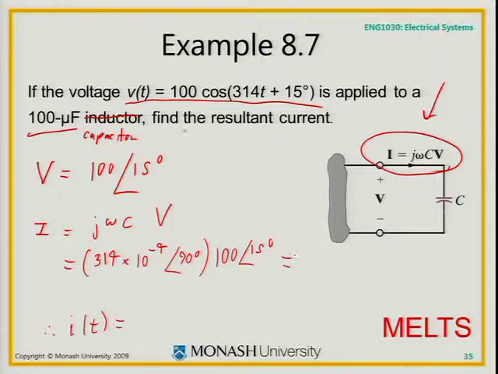So here's first you've got to get V, that's step one. 100 at angle 15 degrees, reading off the amplitude and the angle. Secondly, the phasor I is related to V through I equals j omega C V. j is j, omega is 314, the capacitance 100 microfarads, which is 10 to the minus 4. j is 1 at angle 90. Straight up, 1 at angle 90 degrees is j. So that's where the 90 comes from.